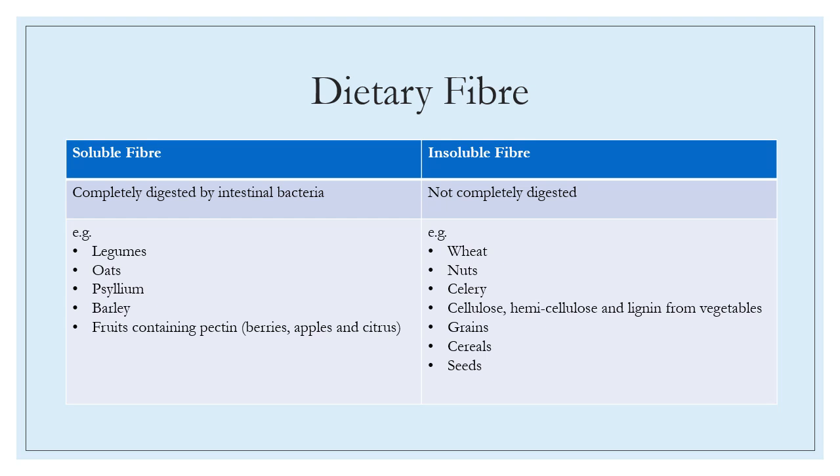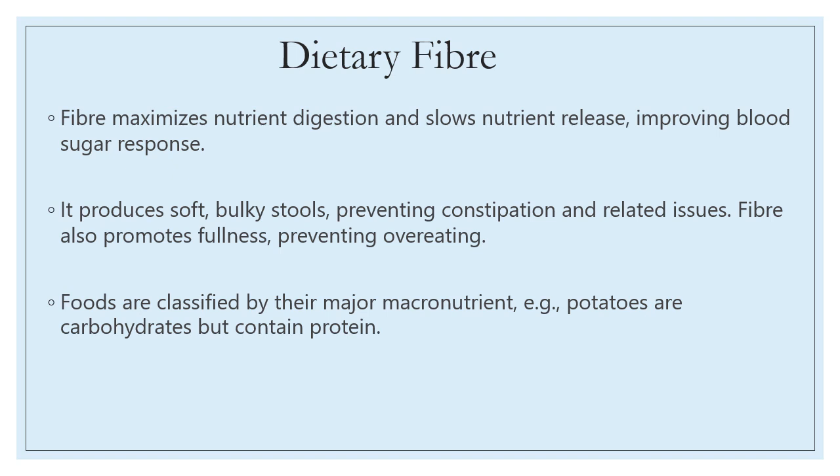Dietary fibre, soluble, insoluble. As you can see in the table, there's identification of where you can find these in certain food sources. So dietary fibre, its job is to maximise nutrient digestion, slow down the nutrient release, and it improves our blood sugar response. So it produces soft, bulky stools, preventing constipation-related issues, and it promotes fullness, prevents overeating.